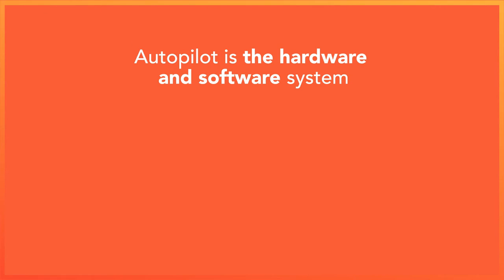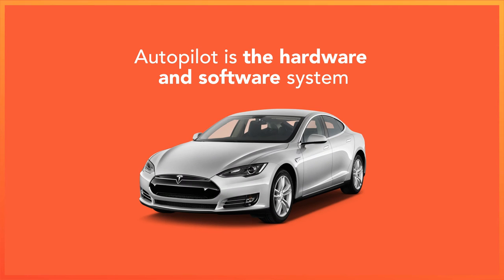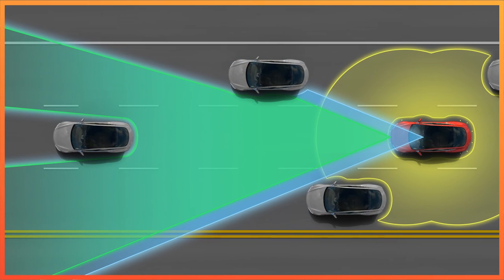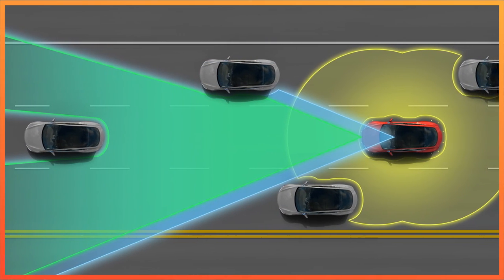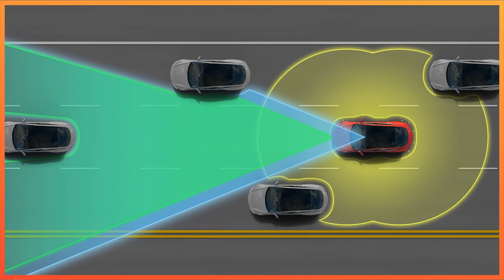Autopilot is the hardware and software system on Tesla vehicles which allows self-driving, but it still requires a driver to keep their hands on the steering wheel.